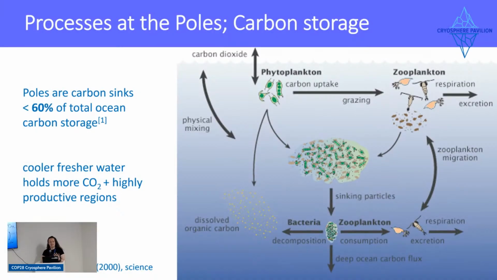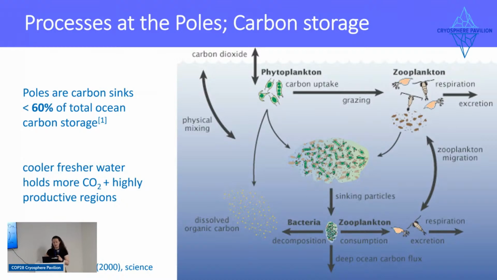And the poles are particularly important when we talk about the biological carbon pump, because they're this really productive, very efficient ecosystem. They're capable of storing up to 60% of the total ocean carbon storage. So they're really, really effective at storing this carbon. They're really good at getting the carbon into the deep ocean. And this is also partly why the polar oceans are so vulnerable to ocean acidification, because they absorb so much carbon, they become more acidic much faster than any other region.